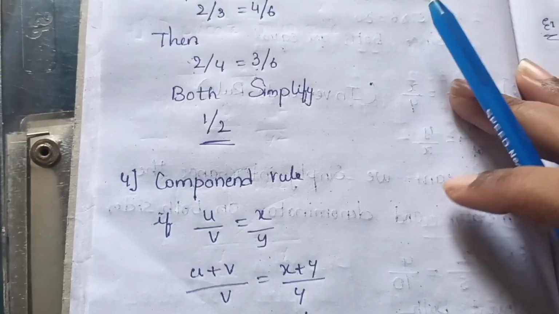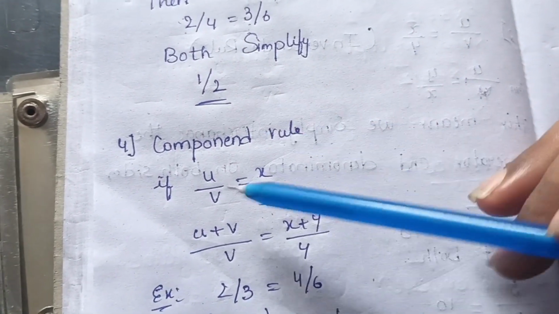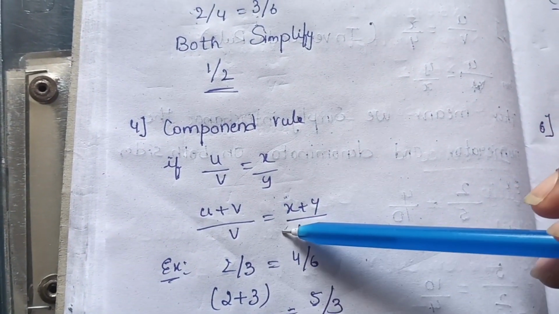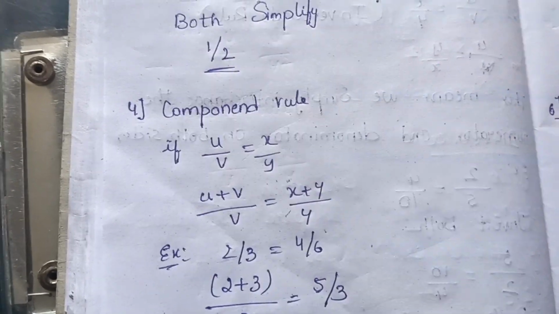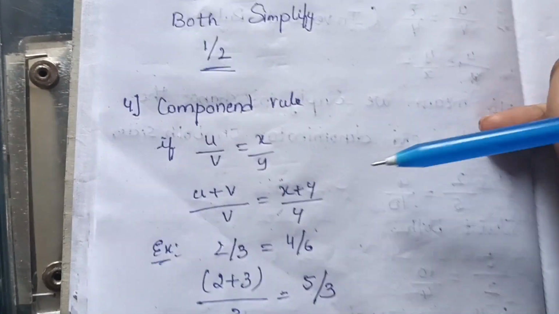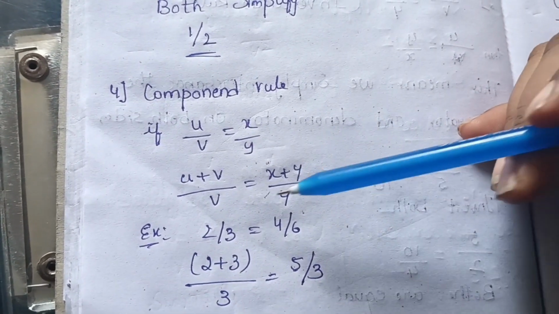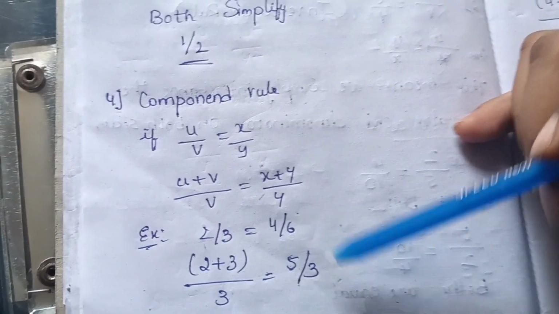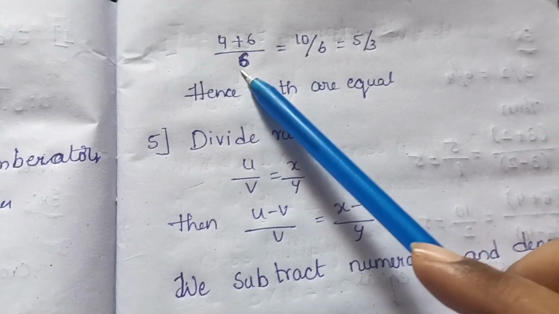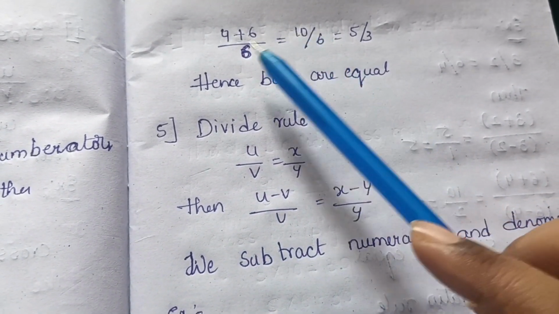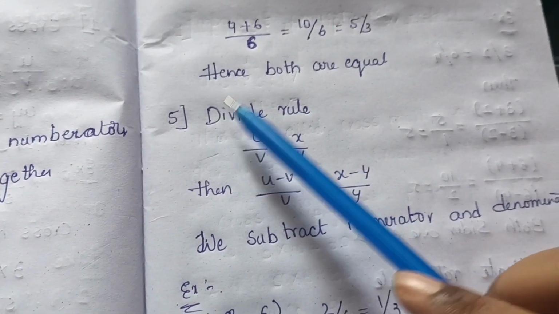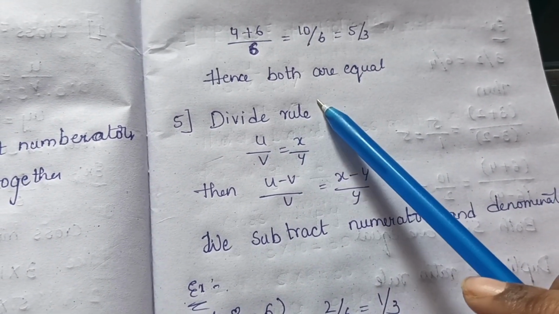So the next one is the componendo rule. If u by v is equal to x by y, then u plus v by v is equal to x plus y by y. Take one example. 2 by 3 is equal to 4 by 6. Now 2 plus 3 by 3 is equal to 5 by 3. And 4 plus 6 by 6 is equal to 10 by 6, which is 5 by 3. Hence both are equal. This method is called the componendo method.